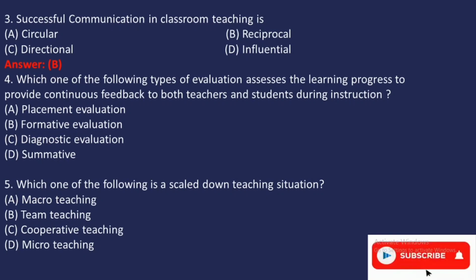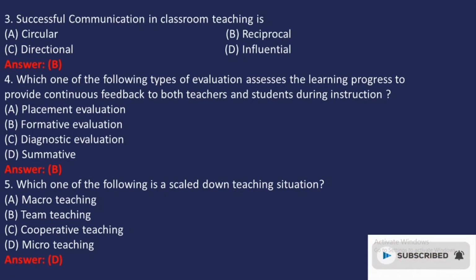Which one of the following types of evaluation assesses the learning progress to provide continuous feedback to both teachers and students during instruction? Option A, placement evaluation, formative evaluation, diagnostic evaluation, and summative evaluation. The right one is option B, that is formative evaluation. Which one of the following is a scaled down teaching situation? Macro teaching, team teaching, cooperative teaching, micro teaching. Here the right option is option D, that is micro teaching.